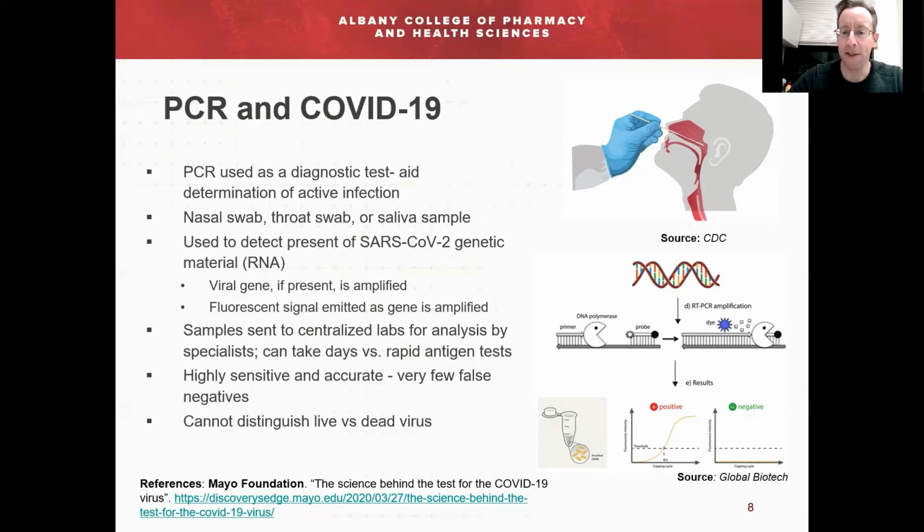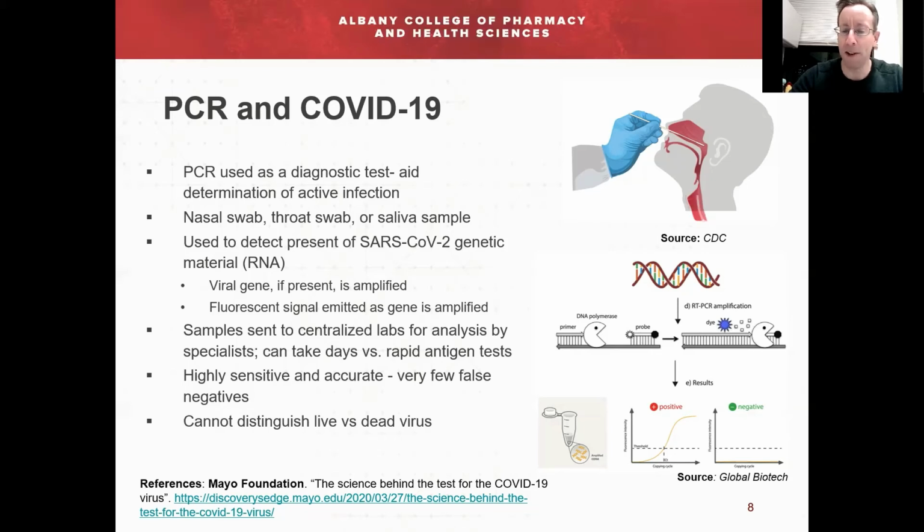Some of you listening to this video may have learned about this process or maybe have experienced it, but the first step is to collect the genetic material to sample from, and it's usually done by a nasal swab, throat swab, or saliva sample. And again, the purpose here is we're looking for the presence of the virus, more specifically the presence of viral genetic material.